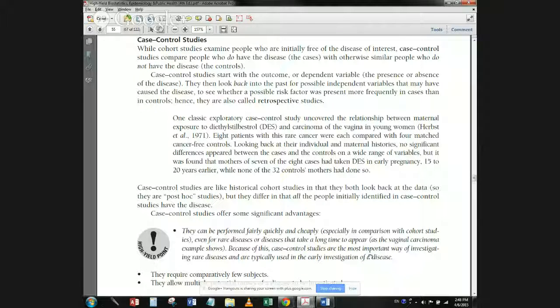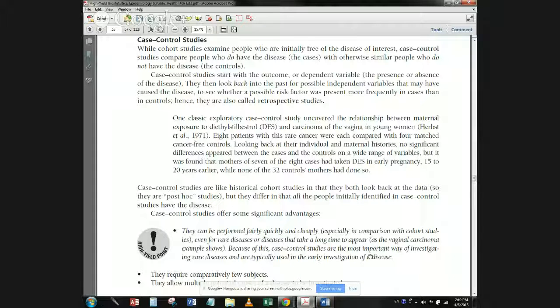Looking back at their individual and maternal histories, no significant differences appeared between the cases and the controls on a wide range of variables, but it was found that mothers of 7 of the 8 cases had taken diethylstilbestrol in early pregnancy, 15 to 20 years earlier, while none of the 32 controls' mothers had done so.